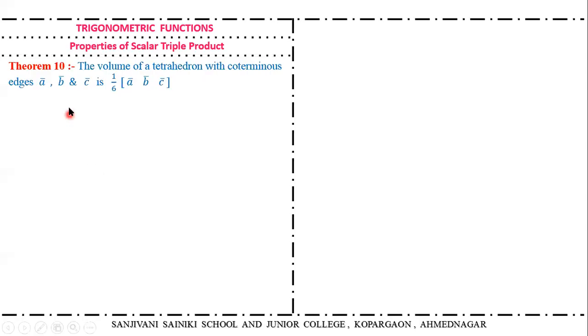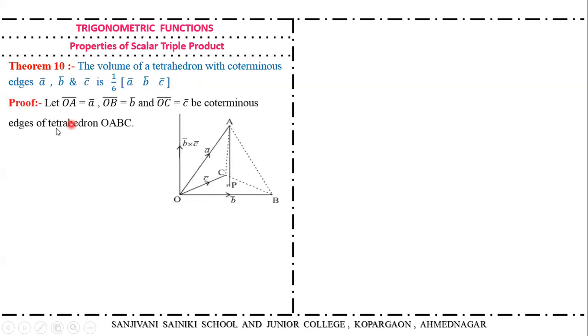The next theorem is: the volume of a tetrahedron with coterminous edges a bar, b bar, c bar is 1/6 times [a bar, b bar, c bar]. How to find the volume of the tetrahedron? What is meant by the tetrahedron?